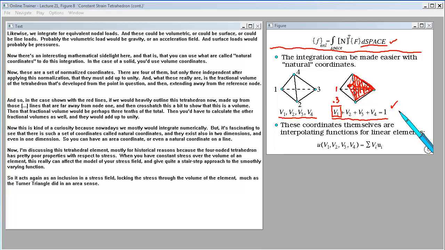Now I'm discussing this tetrahedral element mostly for historical reasons, because the 4-noded tetrahedron has pretty poor properties with respect to stress. When you have constant stress over the volume of an element, this really can affect the model of your stress field and give quite a stair-step approach to the smoothly varying function. So it acts again as an inclusion in a stress field, locking the stress through the volume of the element, much as the Turner triangle did in an area sense.